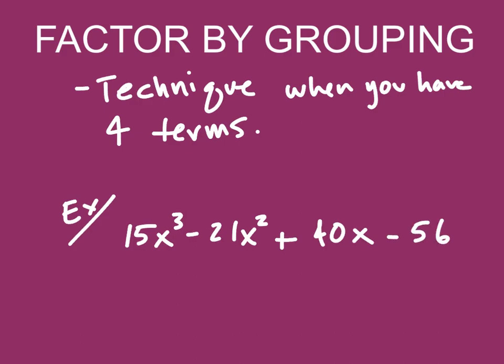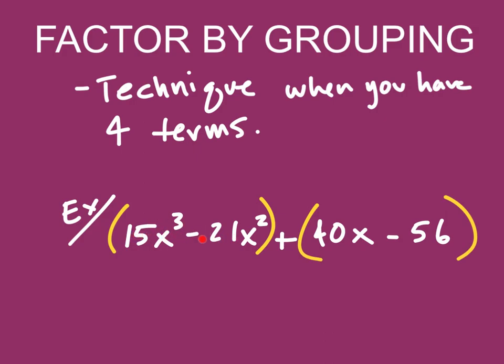In an example like this, you've got four different terms, so you can't use the AC method or the box method. There are no common factors, so I can't factor out a GCF. But typically when you've got an x cubed, x squared, x to the first, and then no x, you group them. You group your first two terms and you group your last two terms.